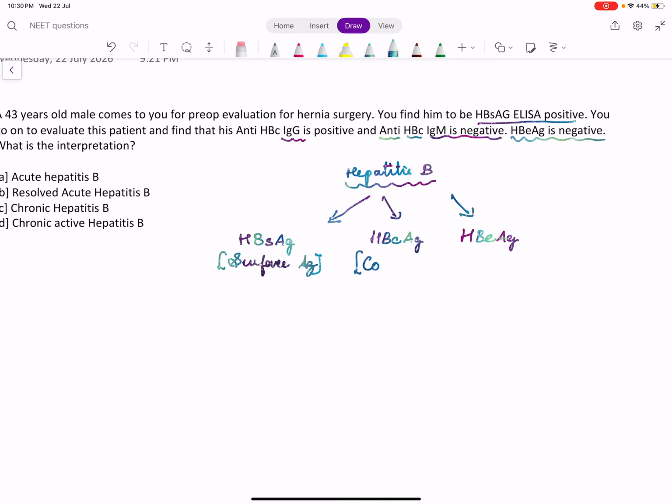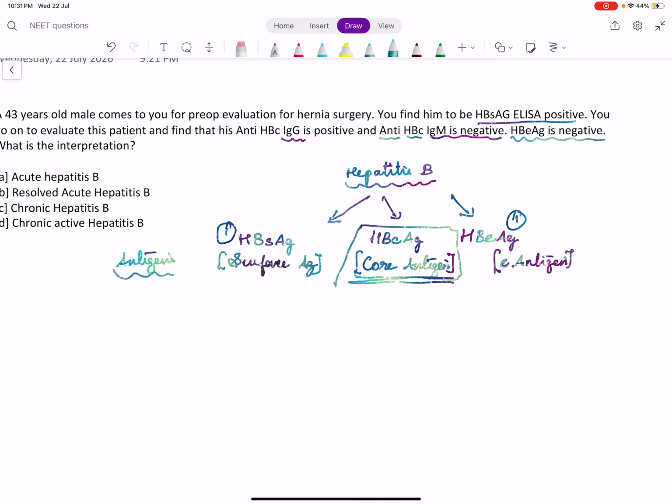HBcAg is hepatitis B core antigen. Core is present within the structure of the hepatitis B virus. HBe is envelope antigen. Since core is within, core antigen does not come out, so in clinical context, we don't measure HBcAg. So these are the 3 antigens, but only 2 are clinically important: HBsAg and HBeAg.